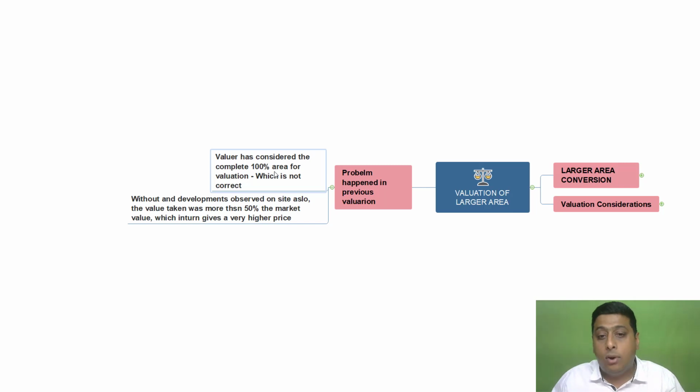Here, what exactly happens is that out of that 100%, only 55% can be valued. If I have 40,000 square feet, and I consider 55%, only 22,000 square feet can be valued. That is 22,000 square feet into 100, so only 22 lakh rupees is the value of that particular area. If I take it as 100%, that is not correct and should not happen.